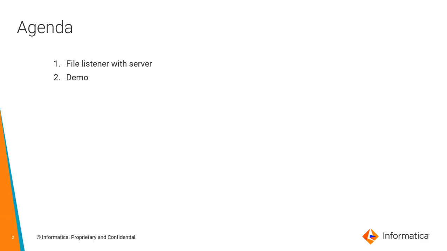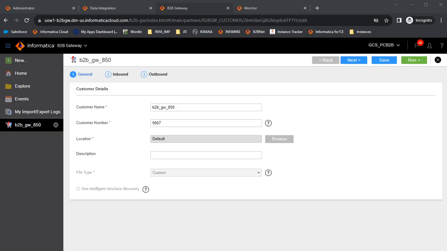First I'll show you the setup, how I have created the file listener and what options I have selected, and how to set up the B2B Gateway asset with file listener as a source. This is the B2B Gateway asset that I have created. Here I am using a custom file type, custom processing.